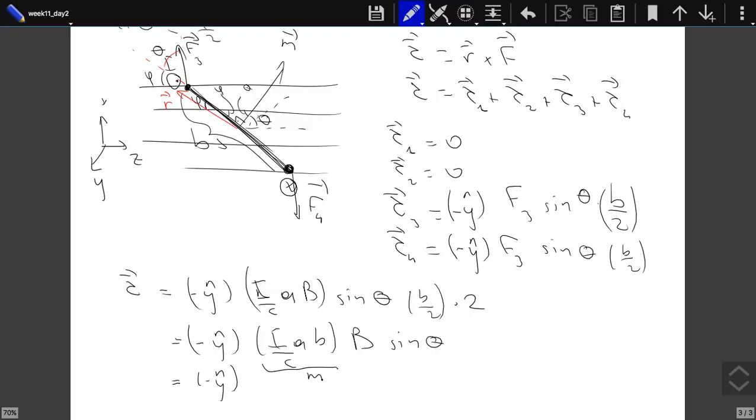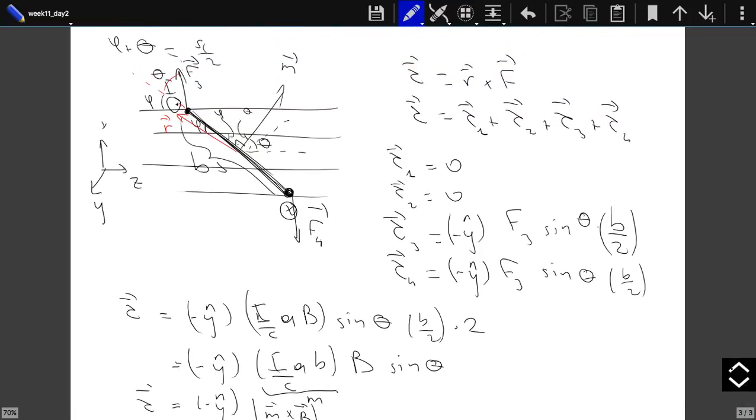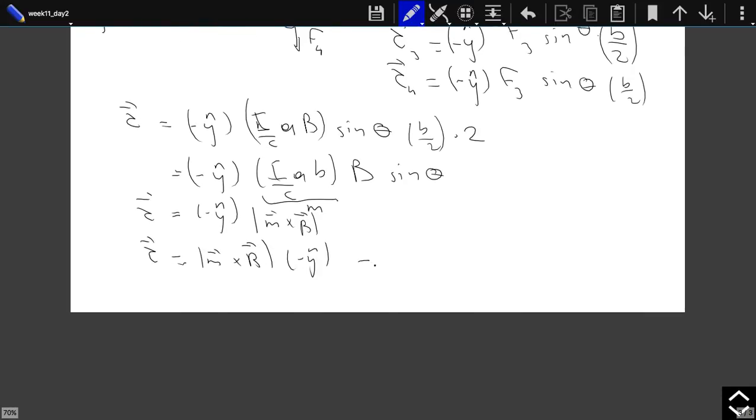This is nothing but my magnetic dipole moment, magnitude of m cross B. So the torque acting on my system is m cross B, its magnitude in the minus y direction. Now, what is the direction of m cross B? Well, m cross B itself is in the minus y direction. So this is nothing but m cross B. So the torque acting on this simple loop is m cross B. It's the result that we had already derived.